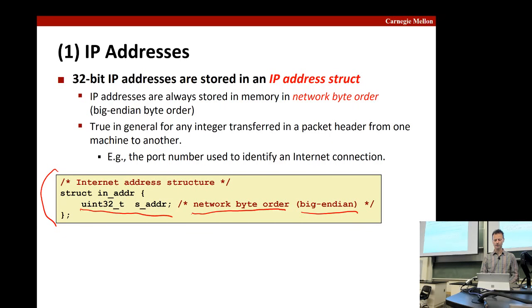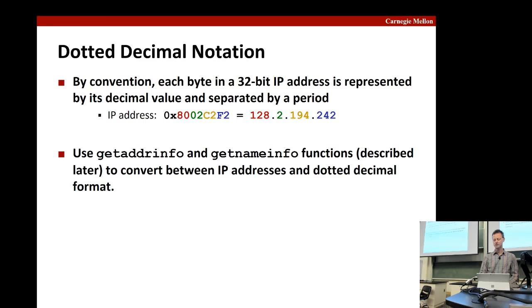All right, good. This is just talking about the dotted decimal notation I mentioned, where you take pieces like F2, and the decimal number for F2 is 242. And then there are functions provided, getaddrinfo and getnameinfo, that we'll talk about at the very end of this lecture, unless we run out of time. They allow you to convert between IP addresses and dotted decimal format. You give it one and get back the other.